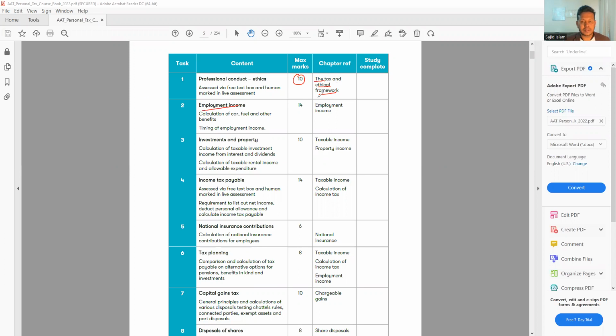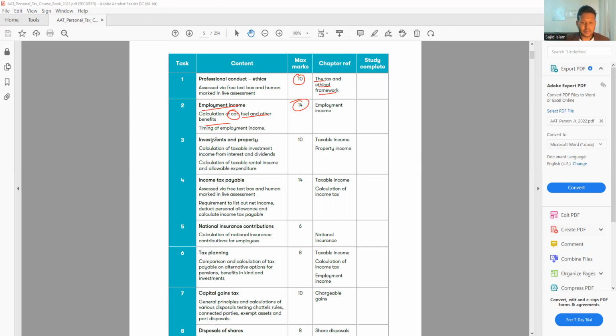Employment income, we're expecting 14 marks. Now employment income also includes benefits. Benefits mean when your company gives you something. For example, if you work for a company and the company gives you a benefit like a loan, a car, fuel, any sort of reimbursement, or medical insurance, it will be taxable for you. So it is very important. You need to understand that it is also taxable income, and see how we calculate all of this and what type of tax we have to pay based on the benefits we're getting from the employer.